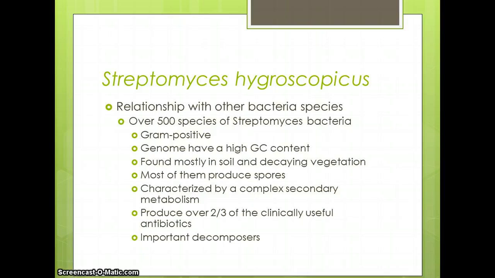Its relationship with other bacteria species. Now, there are over 500 species of Streptomyces bacteria. They are gram-positive, their genomes have a high GC content, and they are found mostly in soil and decaying vegetation. Most of them produce spores, and they are characterized by a complex secondary metabolism. They produce over two-thirds of the clinically useful antibiotics, and they're very important decomposers. This is a picture of the bacteria.